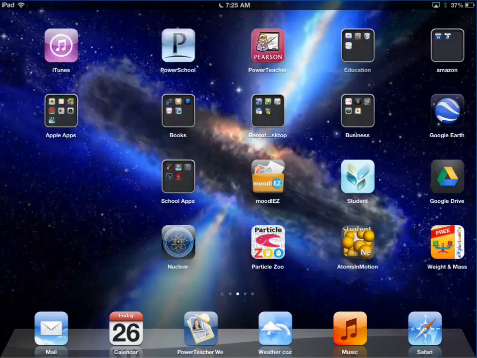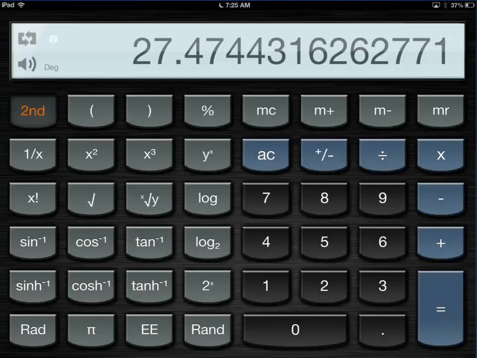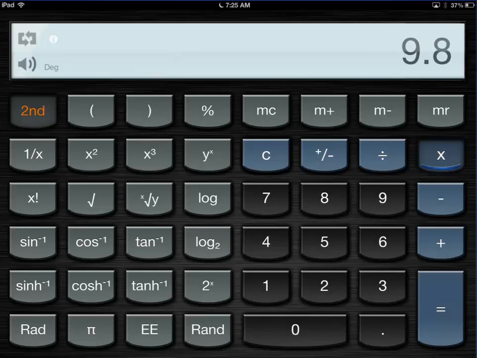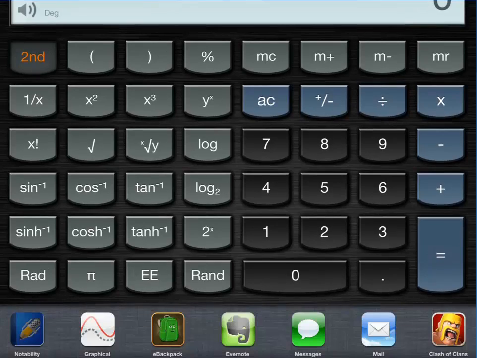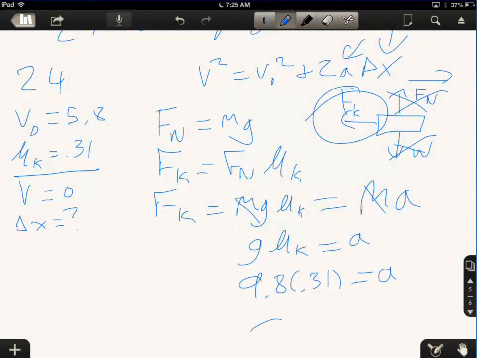9.8 times 3.1, whoops, not 3.1, 0.31. So 9.8 times 0.31, I get the acceleration of the block is 3.038, and so now a equals 3.038, but I have to be careful. Nothing about this math showed me that this was negative, but I'm looking at my picture and I know it has to be negative because it's against the initial velocity.